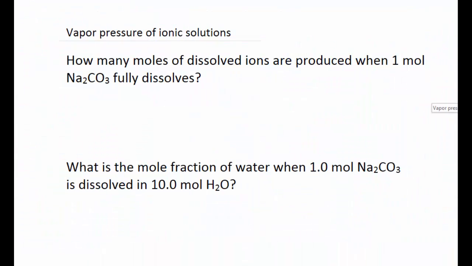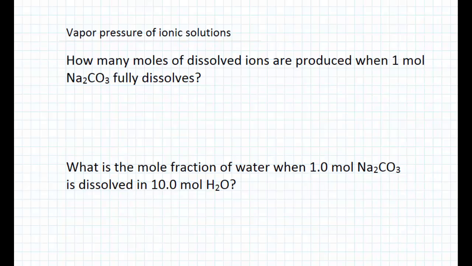What if we have an ionic solution? Well, what's different about ionic solutions is they break apart when they dissolve, right? If something is ionic, its ions come apart, and each ion is individually dissolved. So let's say we have 1 mole of sodium carbonate. How many moles of dissolved ions are actually produced when 1 mole of sodium carbonate fully dissolves? What do you think?